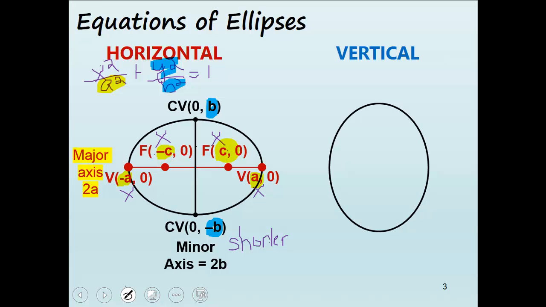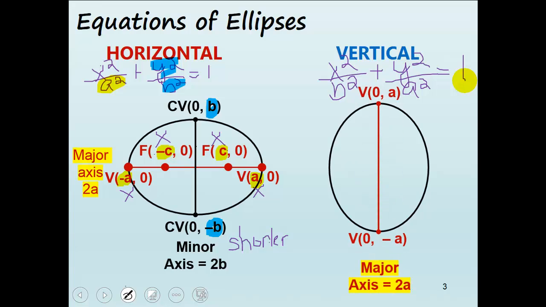Now let's look at a vertical. We talked about this earlier, but a squared is now under y. Always equal to 1. So we have x squared over b squared plus y squared over a squared equals 1, which means now my major axis is the vertical one. And notice here that my a squared is under the y squared, right? And notice that my a is now placed in the y-coordinate position. That will always happen, okay?